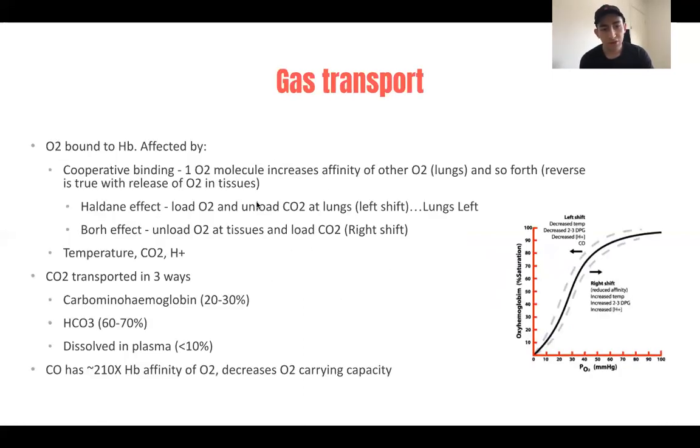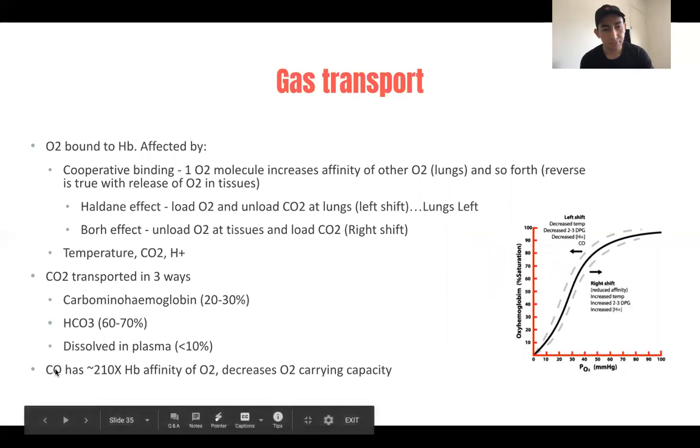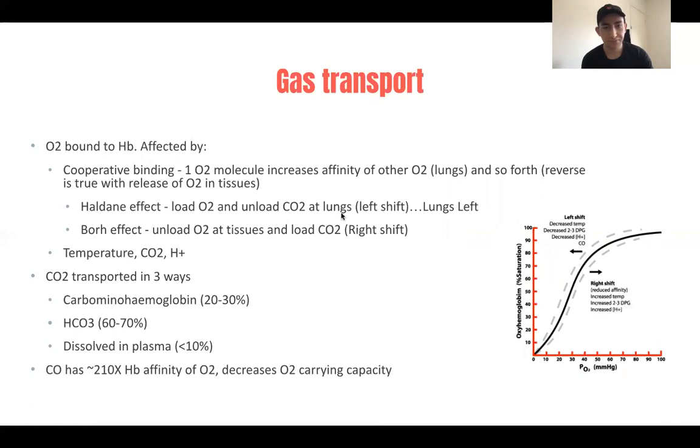Gas transport, I've already talked about this. Just know that carbon monoxide has 200 times the affinity that oxygen has, and it causes decreased oxygen carrying capacity.